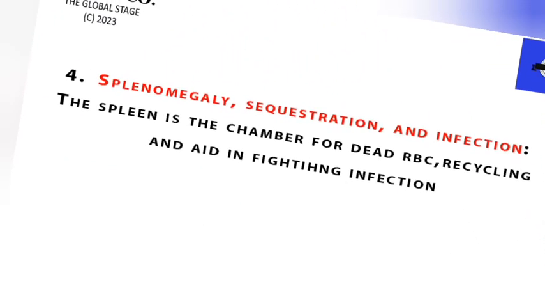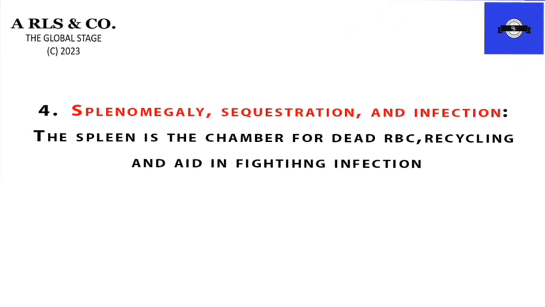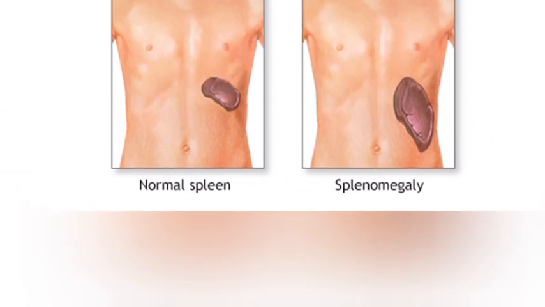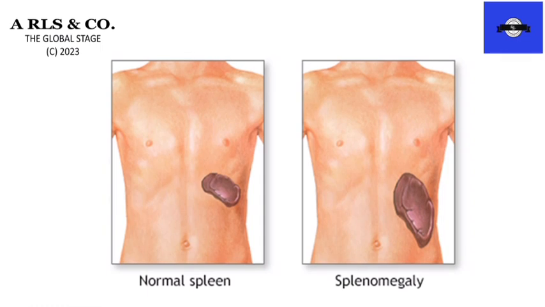Lastly, there is the enlargement of the spleen. The spleen is the chamber for dead red blood cells and also recycling, and also aids in fighting infection. But the fast destruction of the red blood cells can overwhelm the spleen, and eventually it cannot keep up, and this will lead to enlargement of the spleen, and also increases one's chances of getting infection. So these are the signs and symptoms of those with sickle cell anemia.